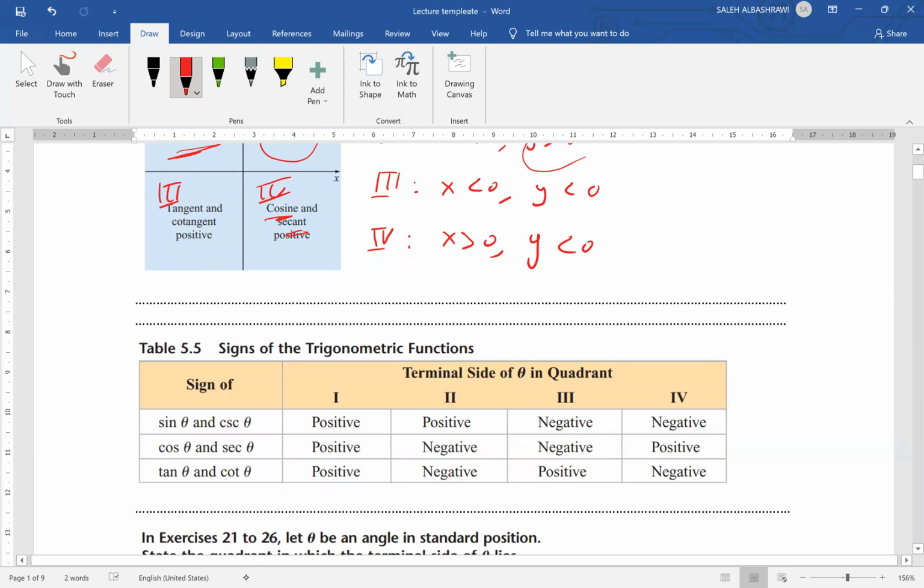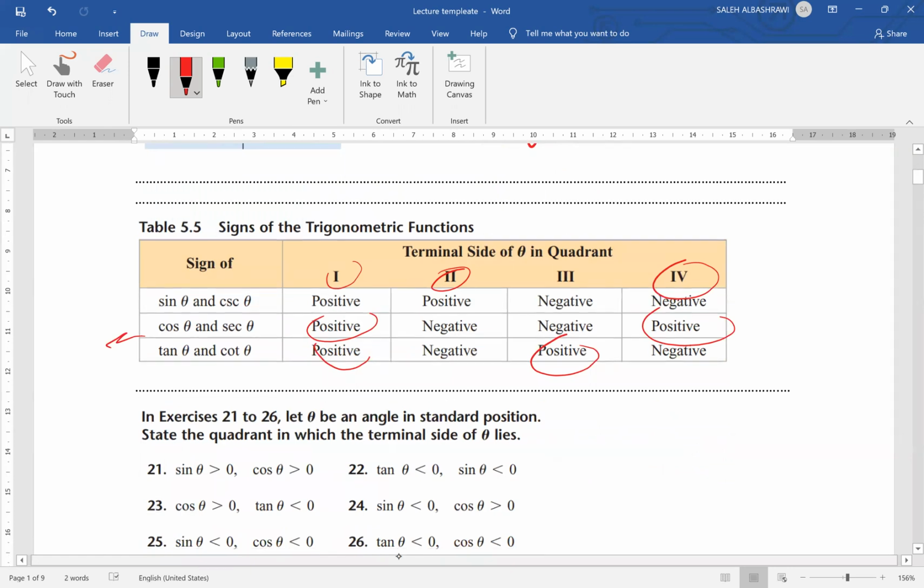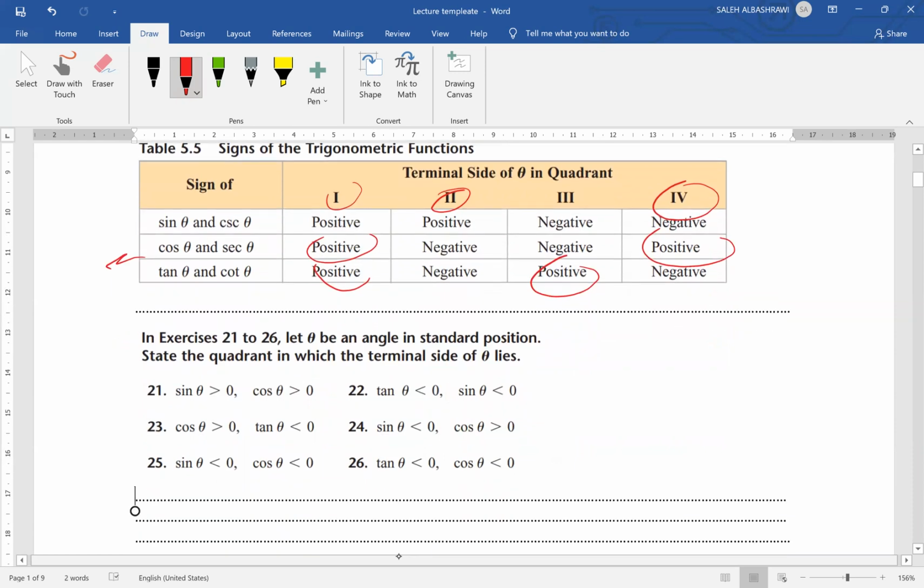Sine and cosecant are positive in the first and second quadrants, and negative in the third and fourth. Cosine and secant are positive in the first and fourth quadrants, but negative in the second and third. Tangent and cotangent are positive in the first and third quadrants, but negative in the second and fourth. Why do we need this? We need this sometimes to find the exact value of a trigonometric function. But before doing that, let's try to solve these exercises.